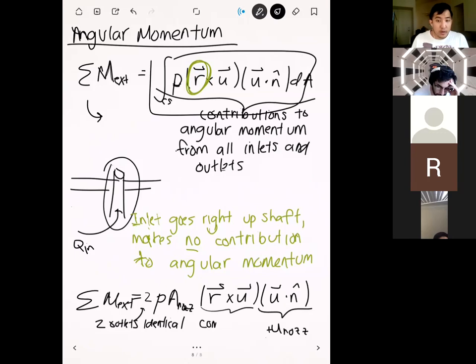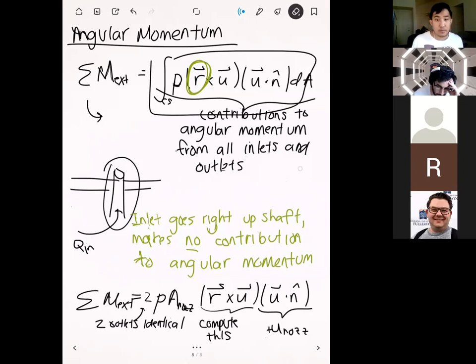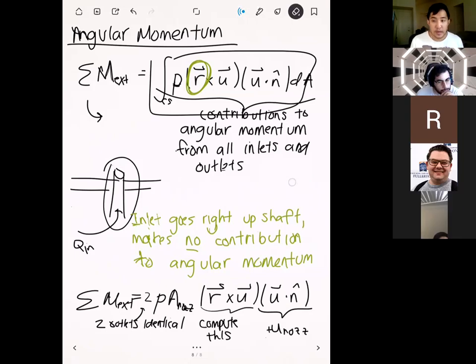All right. Any questions on this before we compute this cross product? Could you repeat that about the carrying velocity again? Right. So the carrying velocity, yeah, I see that it's lagging too.